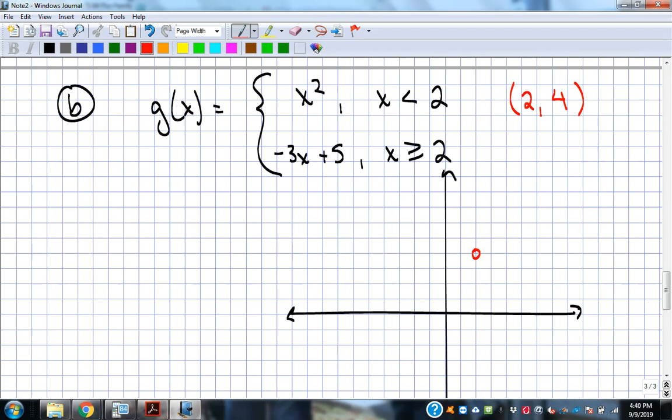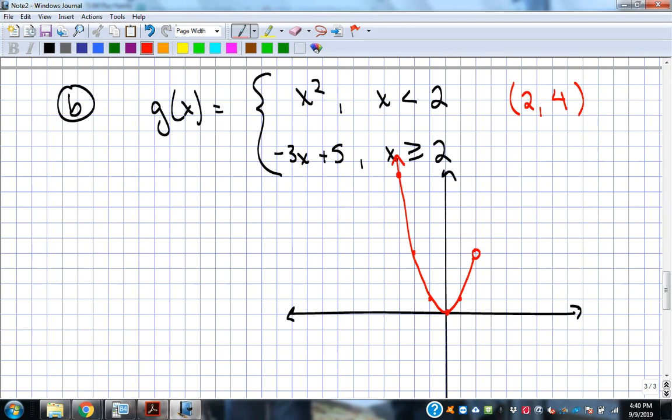So we can get the shape of that by picking some x values that are less than 2 and plugging them in. If I pick 1, 1 squared is 1, so I get a point there. 0 is 0. -1 is +1. 2 would be 4. If I did -3, that'd be +9. 1, 2, 4, 5, 6, 7, 8, 9. So we get this shape happening here. That's generally what's going on. That's probably not perfect, but it's pretty good.